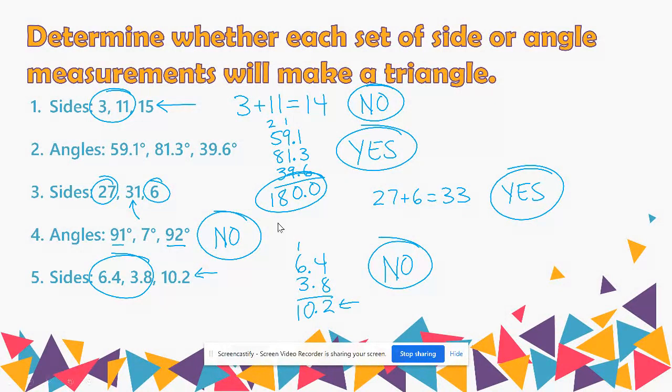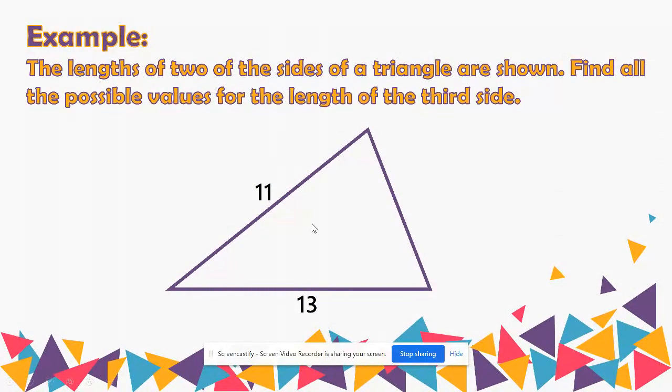One other type of problem you'll get is something like this. It's going to ask you to find a range of values. So here it gives you two sides of a triangle, 11 and 13. And it says to find all possible values for that third side. And we're going to call the third side x. So what could x be to make this triangle work? And one thing in geometry, never assume things are drawn to scale. So even though this looks like the shortest side of the triangle, we're not going to assume that.